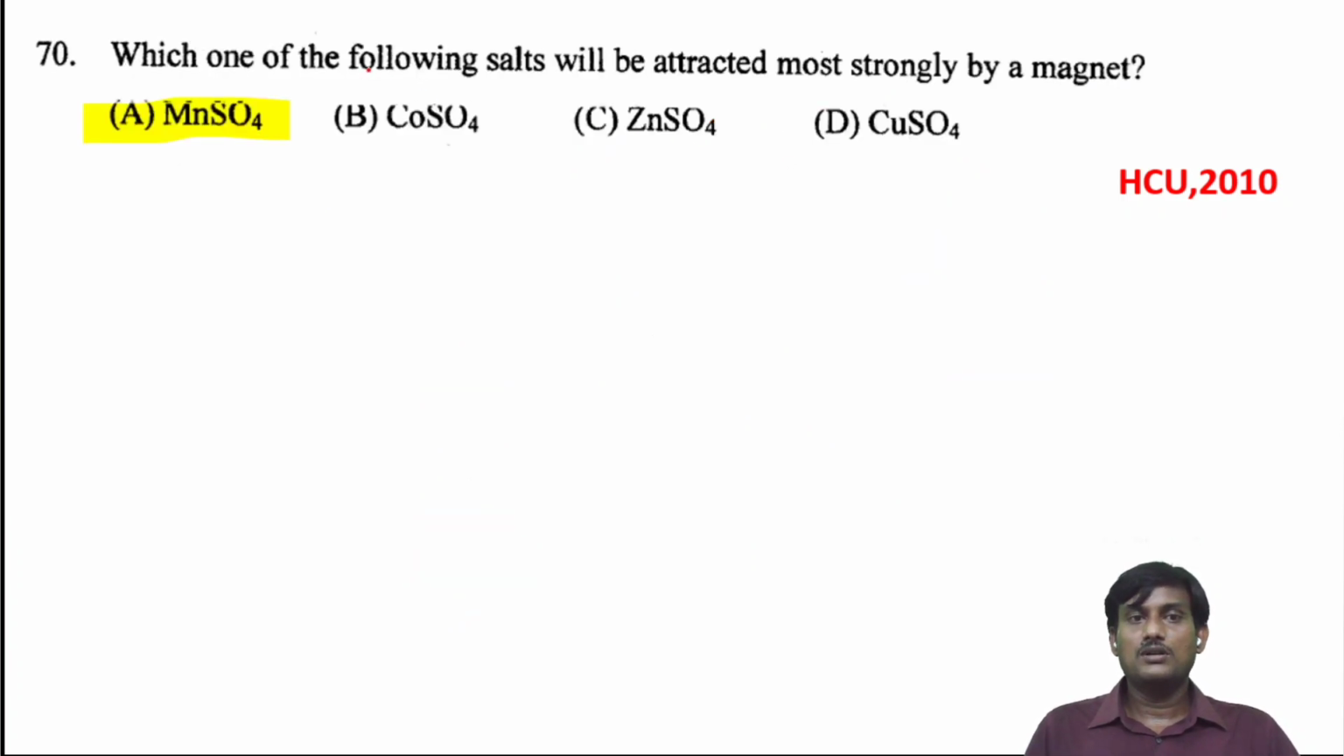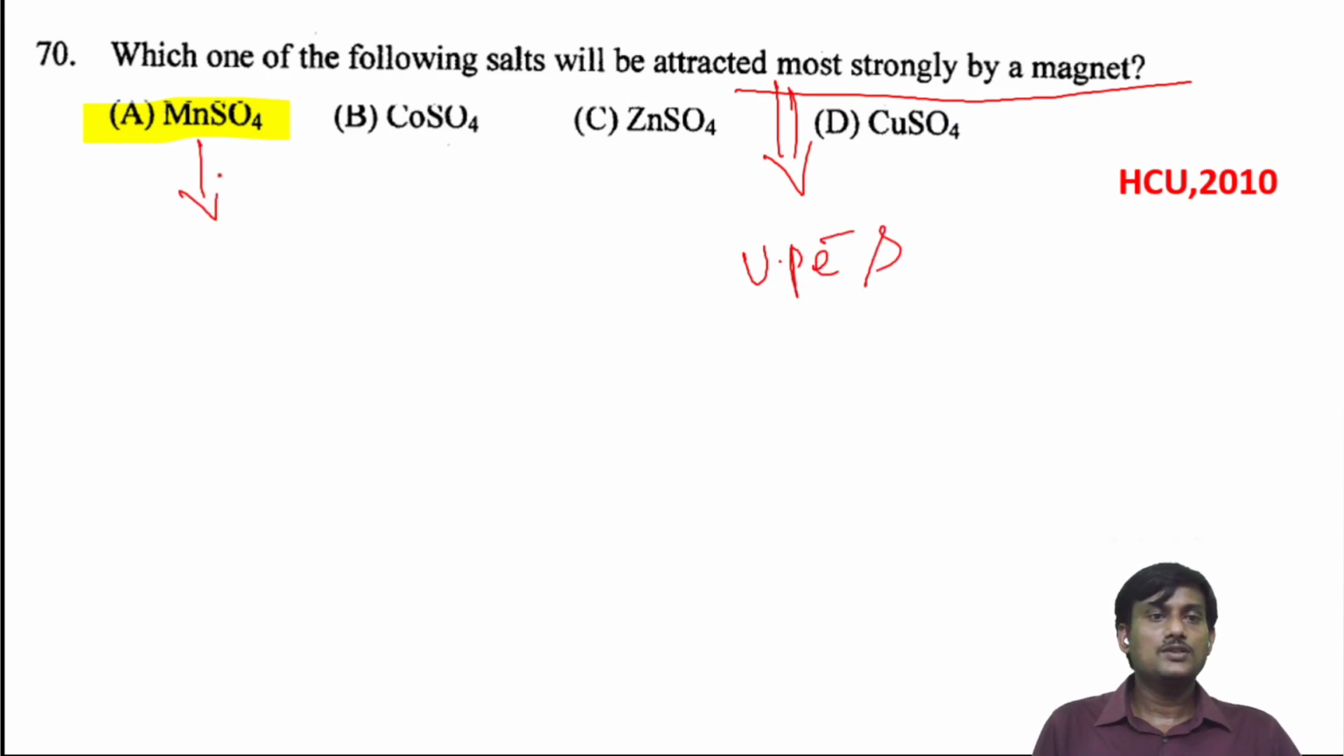Which one of the following salts will be attracted most strongly by a magnet? Magnet means that it has a larger number of unpaired electrons. Let's take the salt MnSO4. It has Mn2 plus, so it's a d5 electron configuration. 5 unpaired electrons are there.